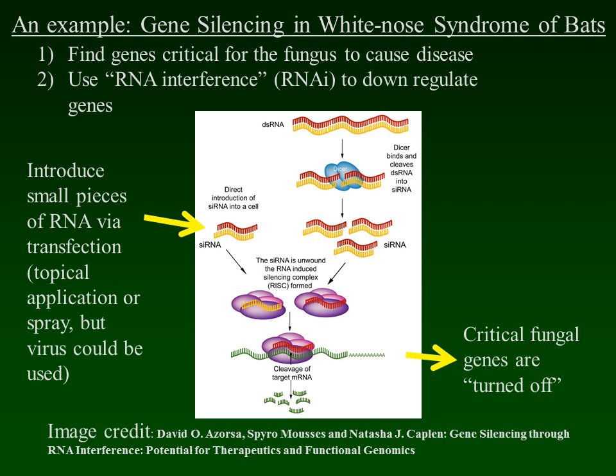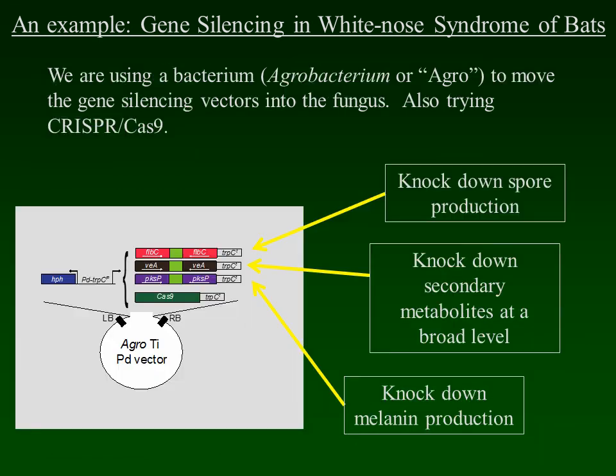And for RNA interference, again, it's too complicated to get into the details, but you introduce small pieces of RNA starting on the left side of this diagram. It can be done in a bunch of different ways, and in the end, really the output is that critical genes are turned off. I'm going to leave it at that and skip past this to the next slide now. And say that we're using a vector for how we're moving it.